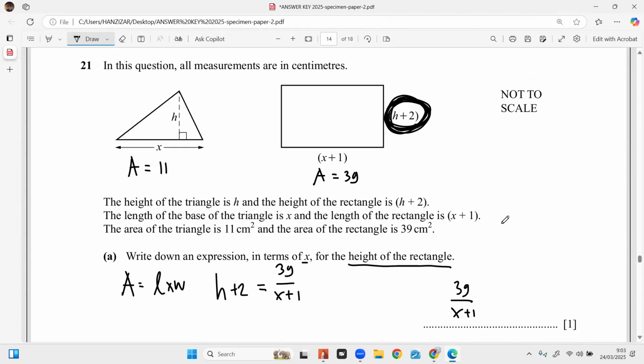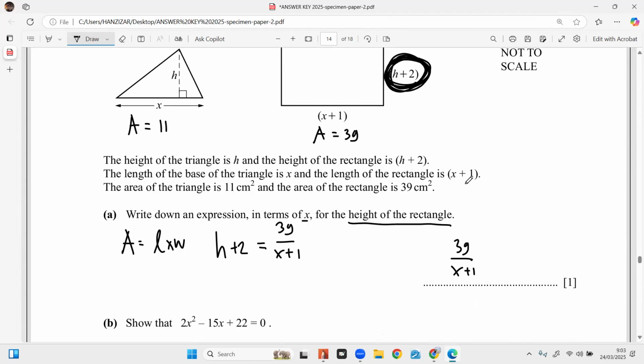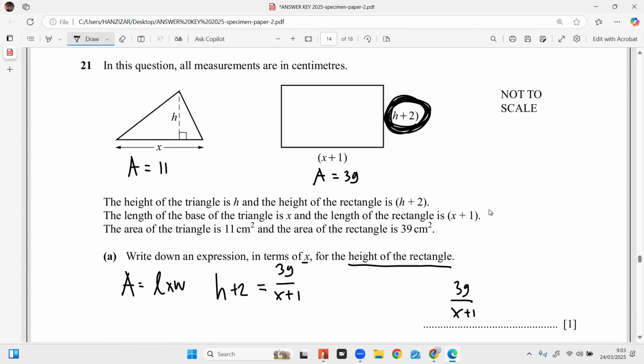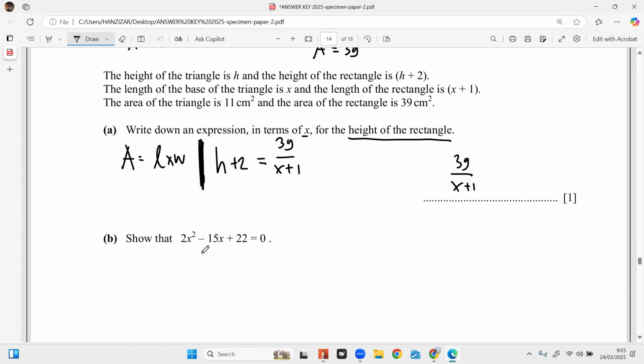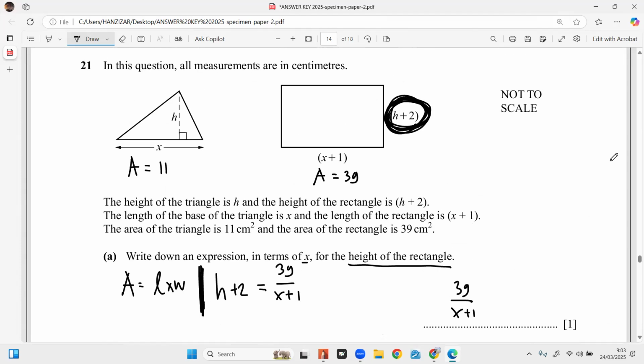Okay, keep focus, guys. It's getting harder. Now I ask you to focus and try to think with me together. Okay? Because if we do it together, I think you can make it easy for me. Okay? Now, show that this... Okay. How do you show? First thing, the area is given 39, right? So the h plus 2 is 39 over x plus 1.